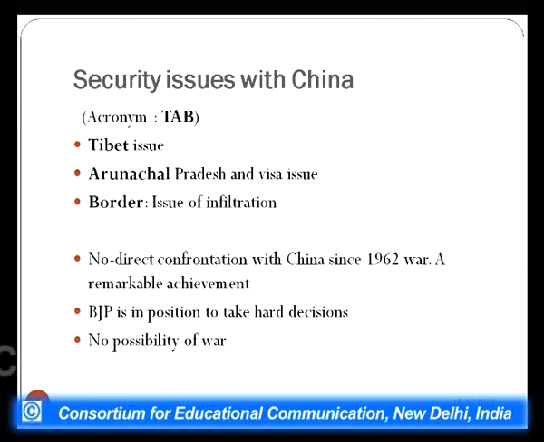So as you know, the Tibet issue is an issue of conflict between India and China, and since Tibetan refugees are here in Dharamshala, Himachal Pradesh in India, China would always like India to send them back to Tibet, which is not possible because of various political and other reasons. So Tibet is an issue of concern between India and China.